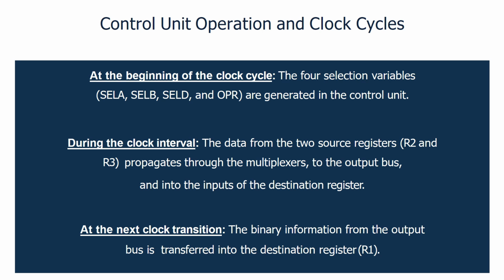At the beginning of the clock cycle, there are 4 selection variables: selection line A, selection line B, selection line D, and the OPR operation. These are generated in the control unit. During the clock interval, R2 and R3 propagate through the multiplexers to the output bus and into the destination register. At the next clock transition, the binary information from the output bus is transferred into the destination register R1.